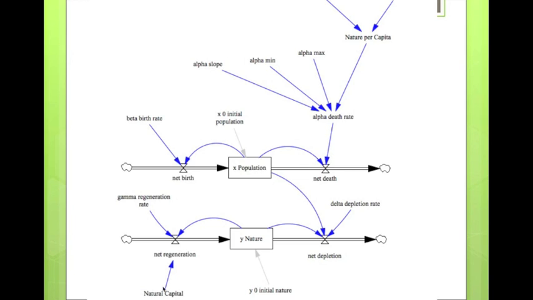But that is limited by a sort of upper bound, which is natural capital. So nature gets regenerated, nature gets depleted by the population, and that's where the feedback comes in. So it's a very simple two-stock with feedback model.